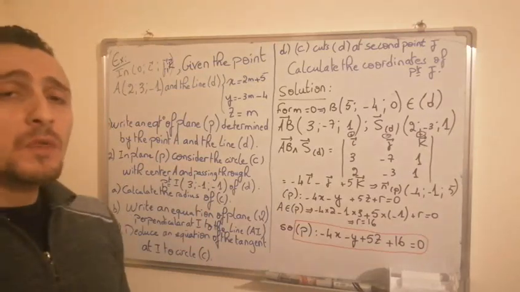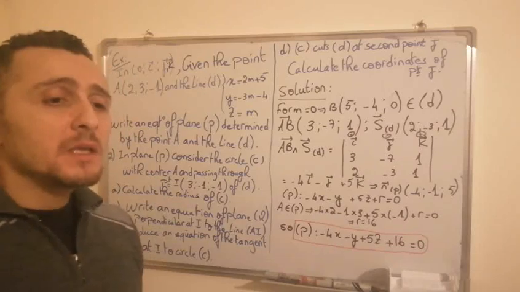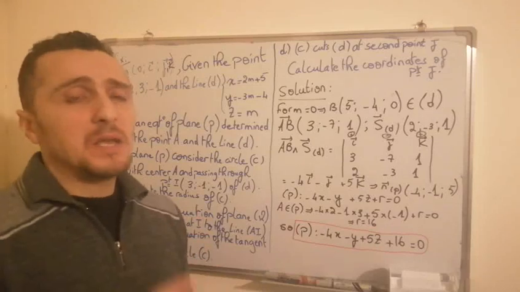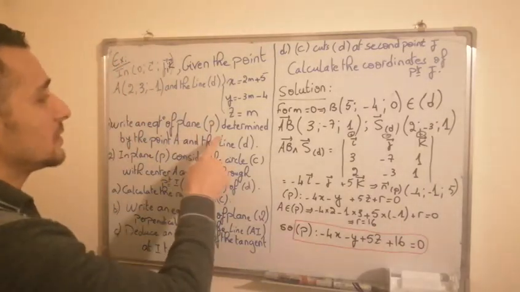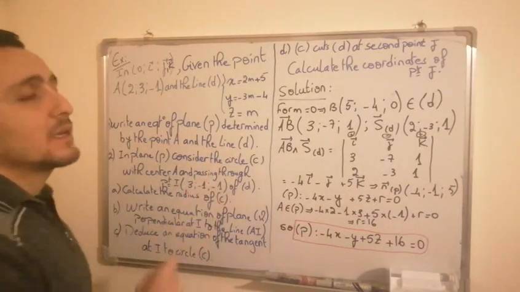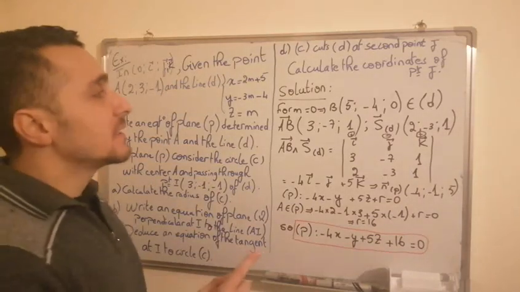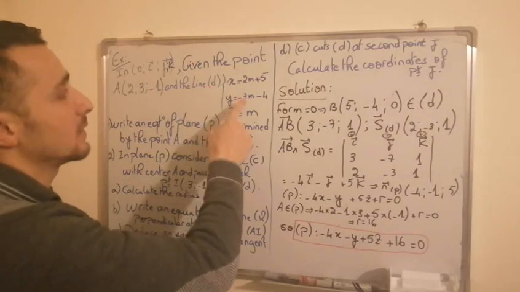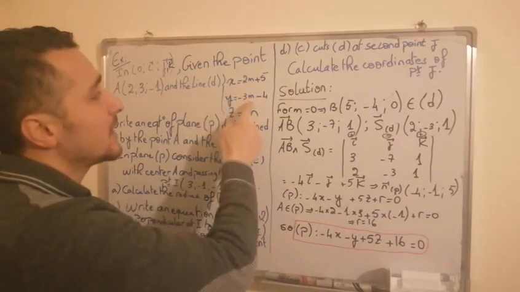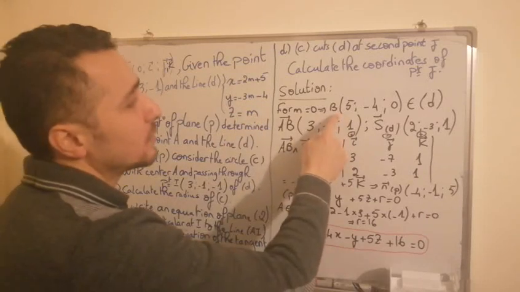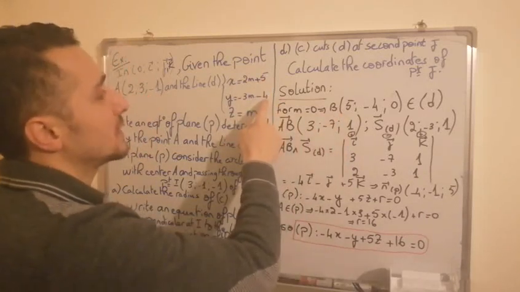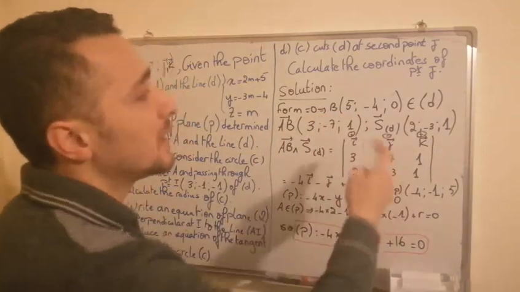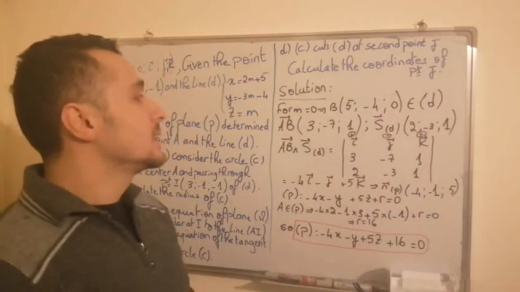We know that to write an equation of plane P, we have to find the normal vector of this plane. This plane is determined by the point A and the straight line D. We can take a point belonging to the straight line D. For example, for m equals 0, we obtain the point B of abscissa 5, ordinate -4, and height 0. So we have the point B belonging to this straight line D.